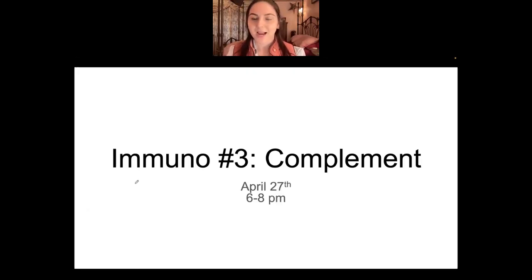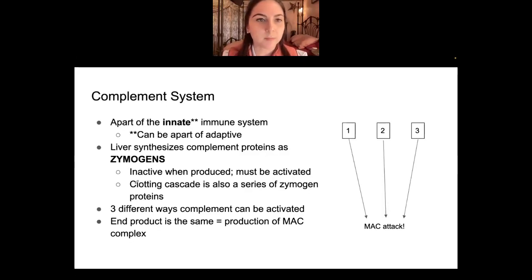Okay. Hi, so we're going to talk about complement today. Complement is one of those things that I skipped over yesterday, part of the innate immune system. It is important clinically, and that's why I wanted to talk about it in its own separate PowerPoint. Okay, so the complement system is a part of the innate immune system, and if anyone ever asks you, you're going to say it's a part of the innate immune system.